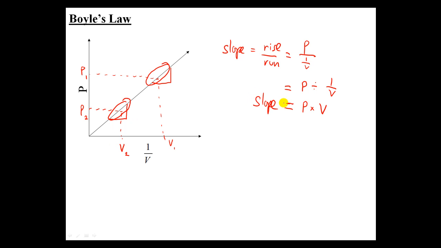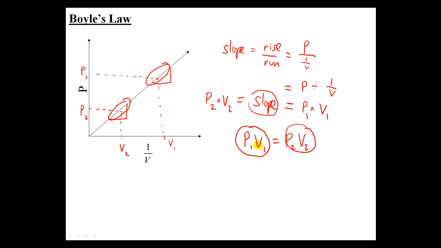So since the slope at pressure 1 and volume 1 is equal to the slope, and the slope is the same anywhere on the line, I can also say pressure 2 times volume 2 equals the same thing. And thus I can have the equation P1 V1 is equal to P2 V2, where if I multiply these ones, they should be the same number as if I multiply it on this side over here, because the slope remains constant. And there we have it, the equation for Boyle's law: pressure 1 times volume 1 is equal to pressure 2 times volume 2.